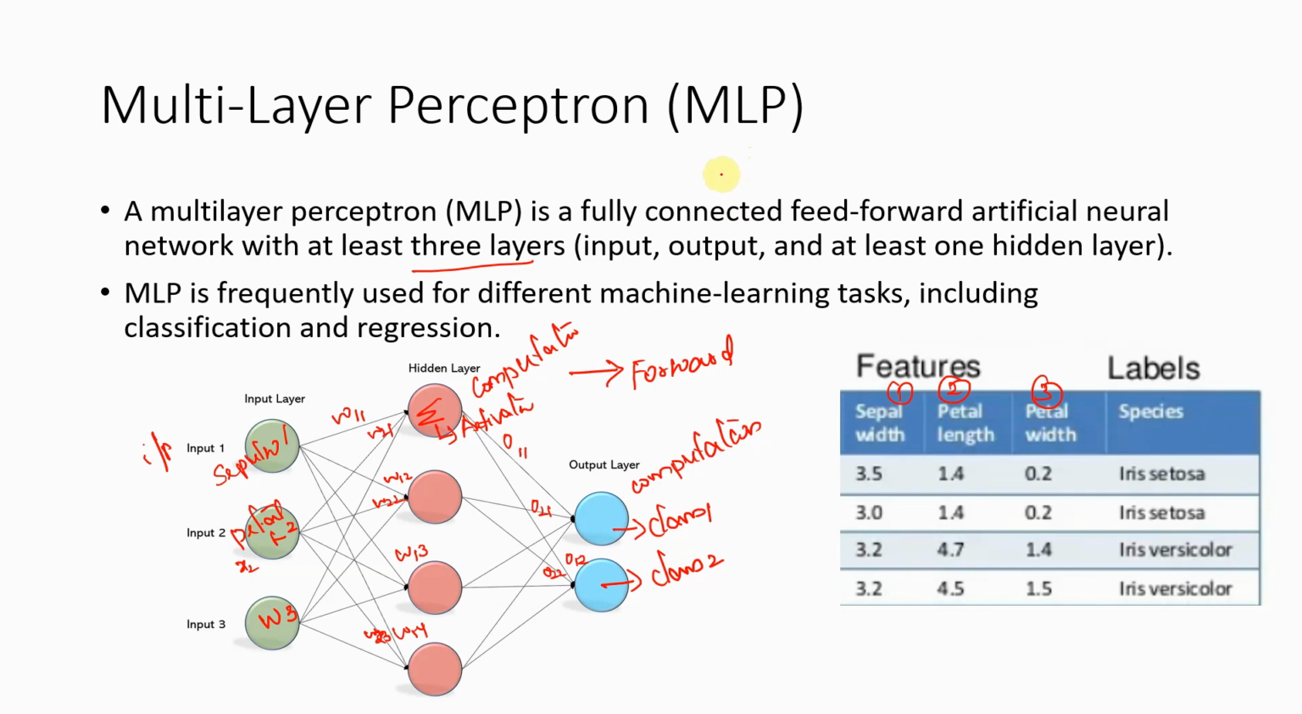The multi-layer perceptron is used to solve problems like classification and also regression. In case of regression, we have only a single output node. So based on the input, we are predicting the numerical output variable for the regression problem.